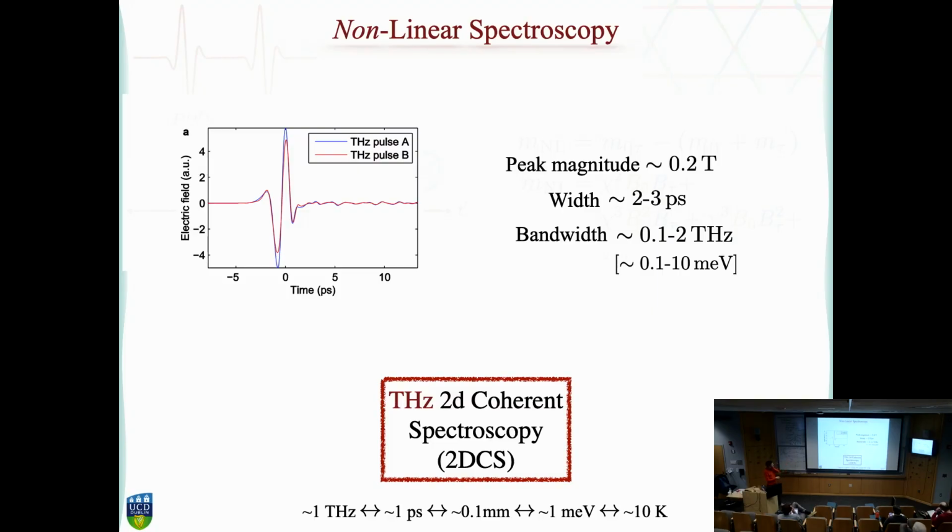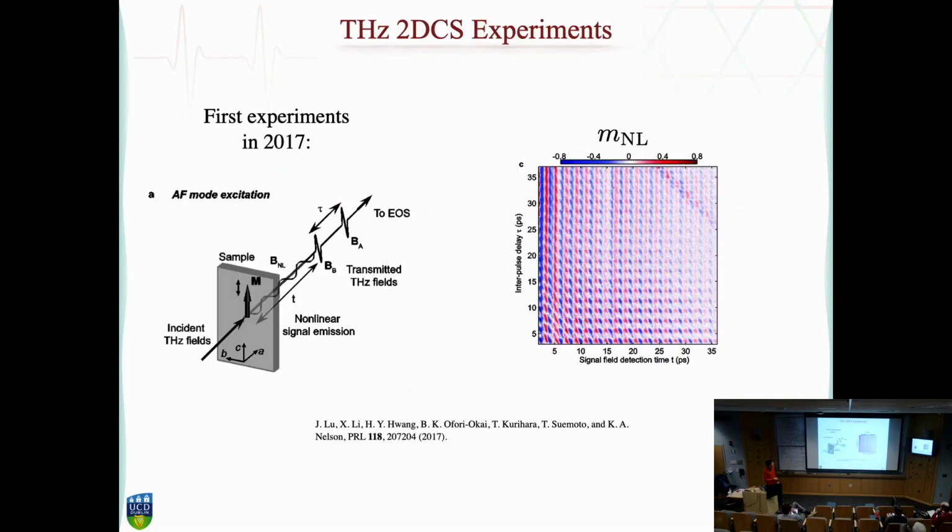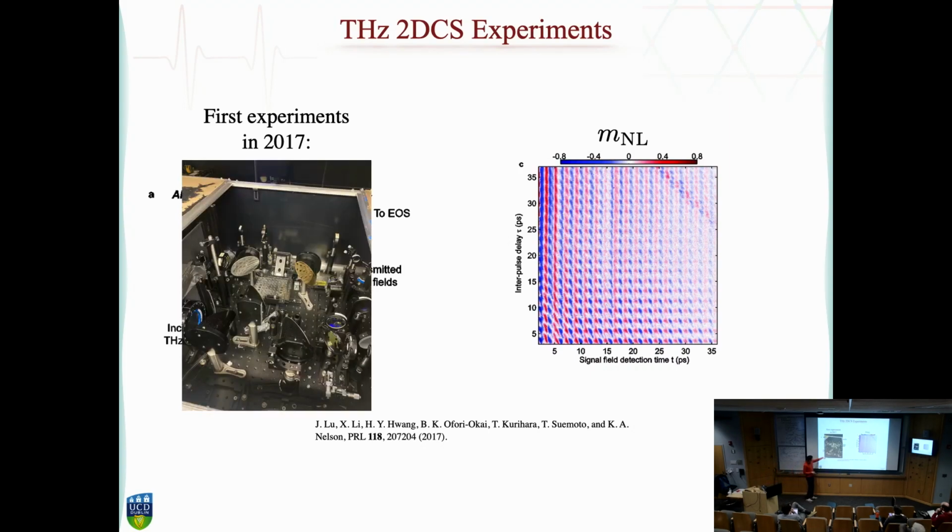And this peak magnitude, in some more recent experiments they've been able to push up by a factor of almost 10, so you can get more like Tesla pulsed fields. The first experiments were done in 2017, so not that long ago, in Keith Nelson's group at MIT. I was very fortunate that I got to visit his group last week. I took a photo. This is their schematic. This is the photo I took last week in the lab.